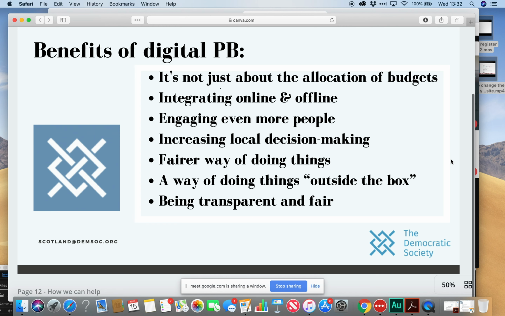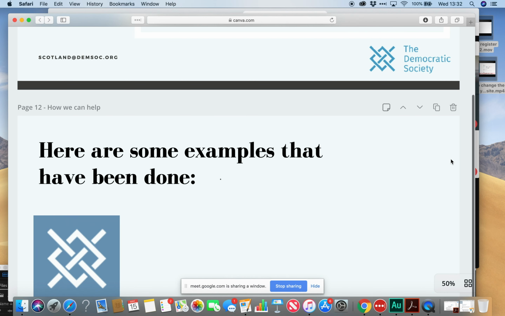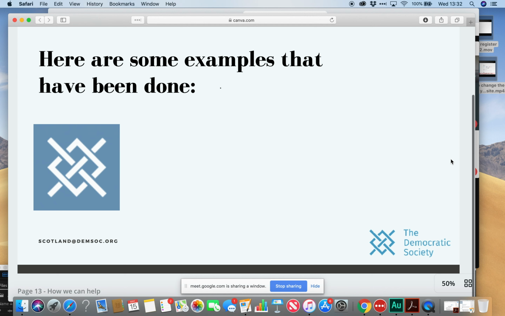So now I'm just going to run through some examples of digital PB. And some of these examples that I'm going to talk through, there are blog posts that I've put in a link to the Intro to PB sheet that you will get as well. So there'll be some more information.